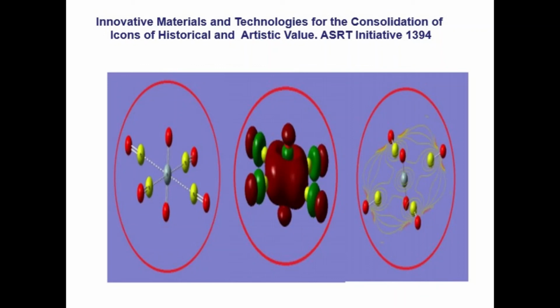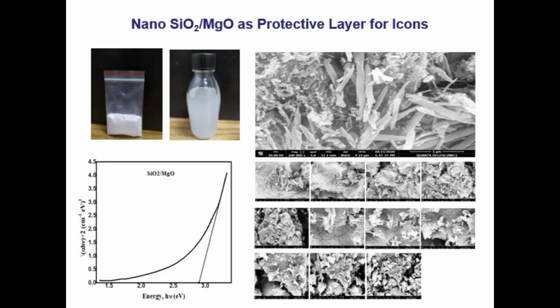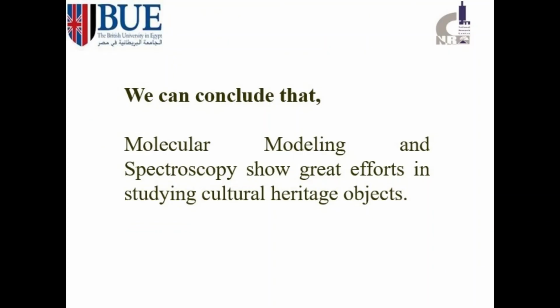We have here some kind of preservation, and we apply this work as a patent. And then we can conclude that molecular modeling as a theoretical method, together with a spectroscopic method of analysis, could be of concern in studying cultural heritage objects.